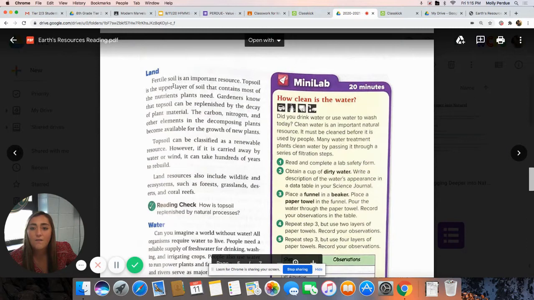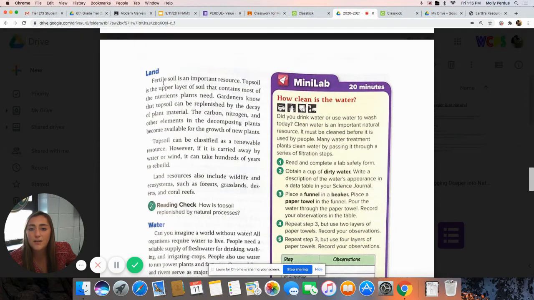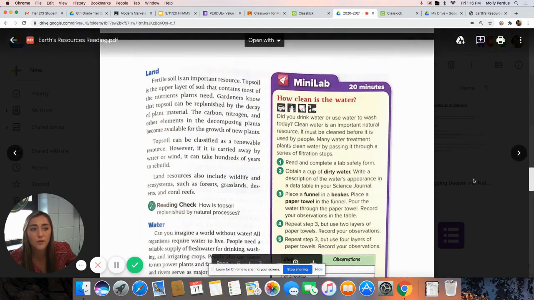Land. Fertile soil is an important resource. Topsoil is the upper layer of soil that contains most of the nutrients plants need. Gardeners know that topsoil can be replenished by the decay of plant material. The carbon, nitrogen, and other elements in the decomposing plants become available for the growth of new plants. Topsoil can be classified as a renewable resource. However, if it is carried away by water or wind, it can take hundreds of years to rebuild. Land resources also include wildlife and ecosystems, such as forests, grasslands, deserts, and coral reefs.